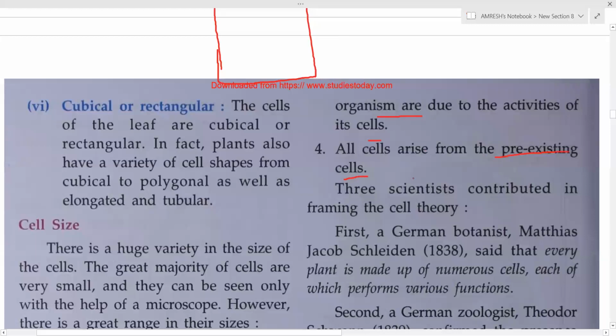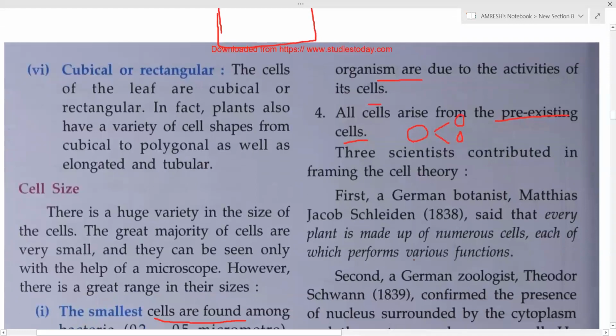See, suppose it is one cell and it will divide into two. Next, it will divide into four. Next, it will divide into eight. Like that, one cell is derived from the other cell.